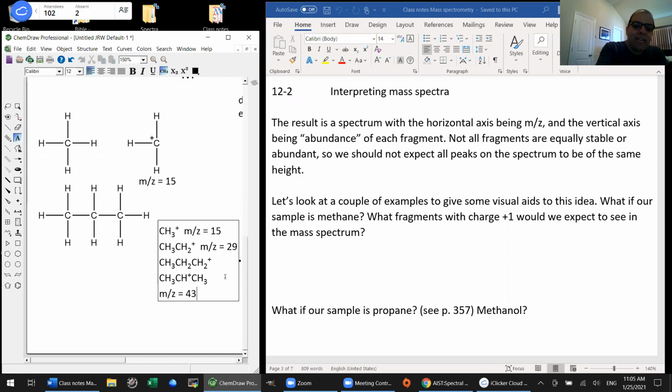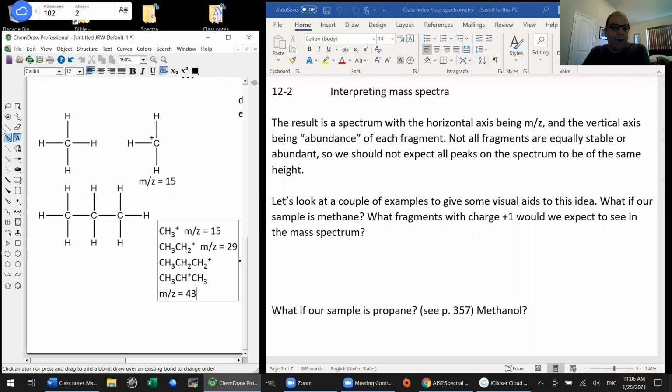By the way, notice that each time we're adding 14. If you had to memorize one number from this, maybe 14 is not a bad number to memorize. Because if there's a long alkyl chain in the molecule, I think we'll be looking at octane later on, then you'll tend to see clusters of peaks that change by 14 AMUs each time. So methyl is 15, ethyl cation is 29, propyl's 43, butyl's 57, pentyl is 71, and on it goes. You'll see that when we get to something like octane.